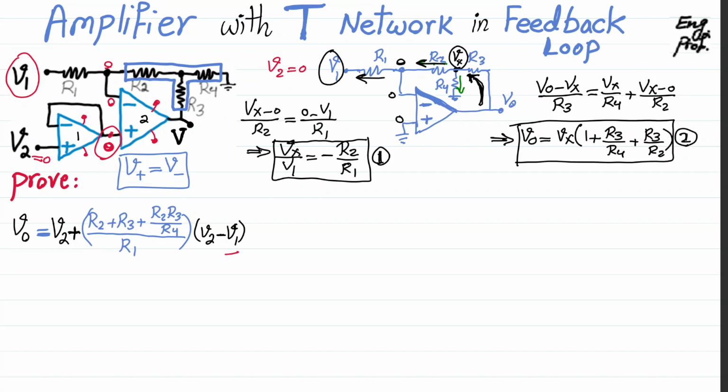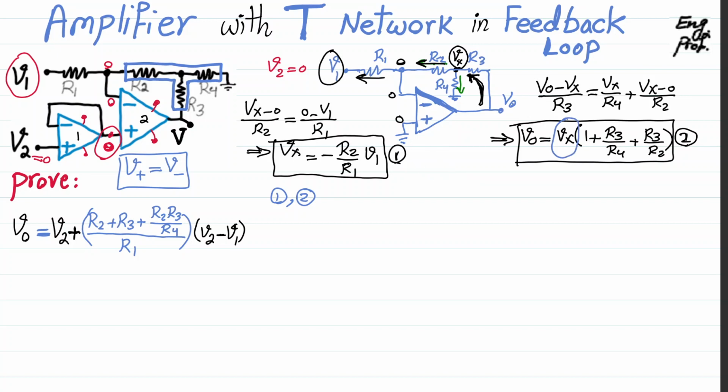Now all I need to do is substitute Vx. So remember what I found here? Let me write it in another way so that it's clear. Basically what I found is Vx is negative R2 over R1 times V1. So now I am going to combine equations 1 and 2. Basically, in equation 2, I'm going to substitute Vx using equation 1.